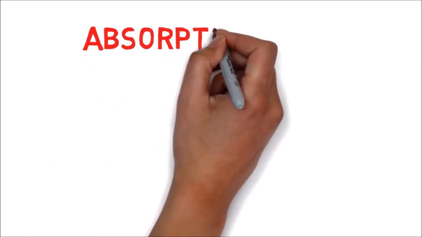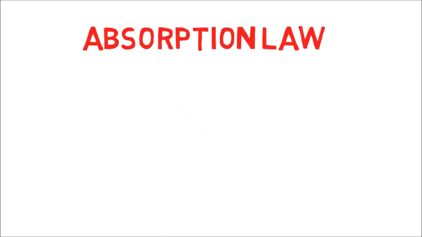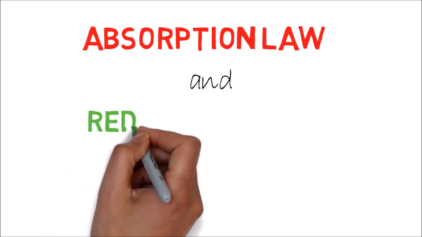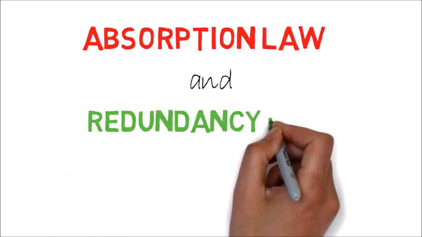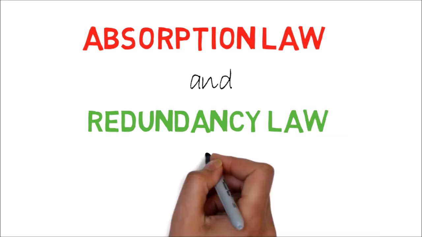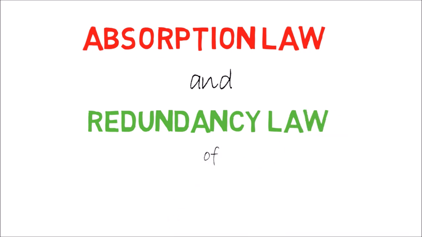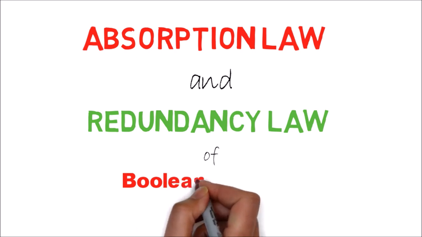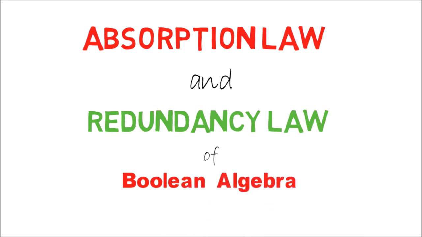Hello everyone. In the second lecture of digital electronics, we are going to discuss two more important laws of Boolean algebra. The first one is the absorption law and the second one is the redundancy law. Now let us prove one by one.